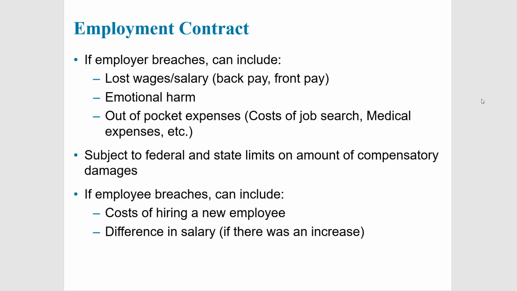The compensatory damages that are going to be awarded in an employment contract are going to be subject to some federal and state limitations on the amount of damages that are possible. For instance, in a federal employment law case, there is a hard limit of $300,000 available as compensatory damages for a very large company. For very small companies, it could be as small as $50,000 available as a cap on those compensatory damages. Now, if the employee breaches, the damages can include the cost of hiring a new employee, and if I have to hire a new employee at a higher salary, maybe even the difference in the salary.